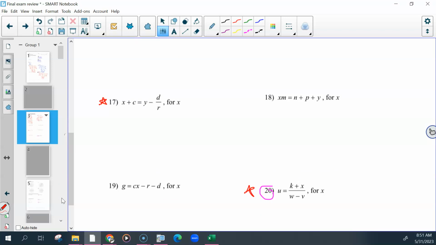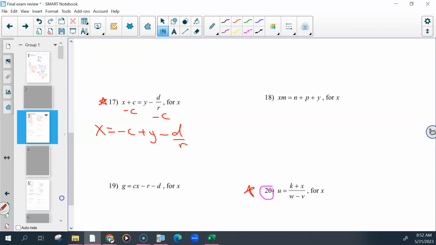Okay. In this case, it looks complex because of the fraction. You're subtracting, you're adding, but we're still just getting x by itself. So how would we get rid of C? Subtract it. And you're just going to subtract it to the other side. So you could rearrange it if you want. Negative C plus y minus d over r.